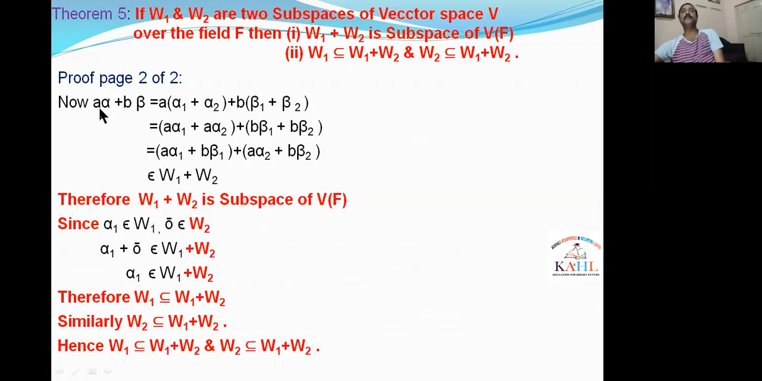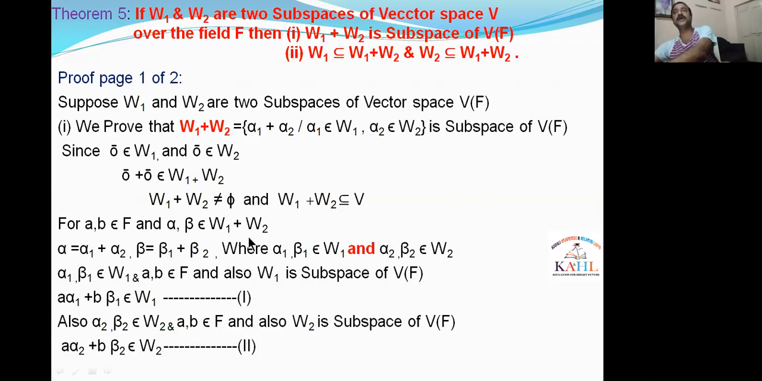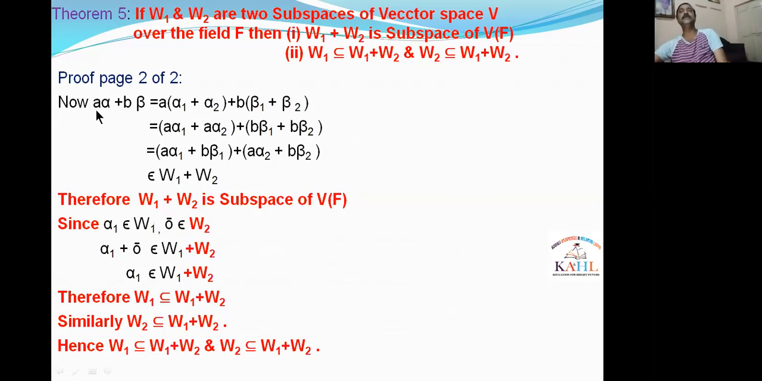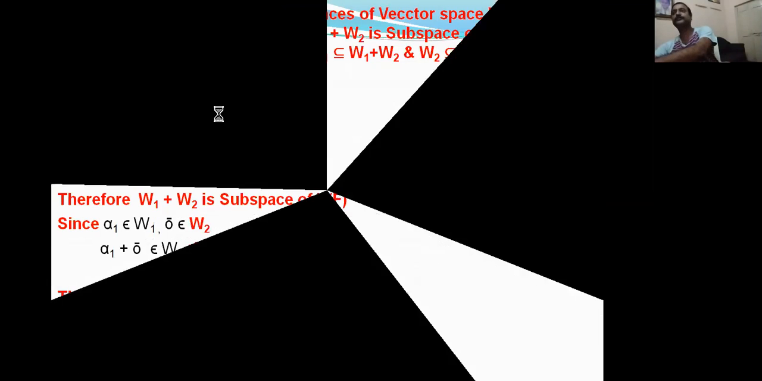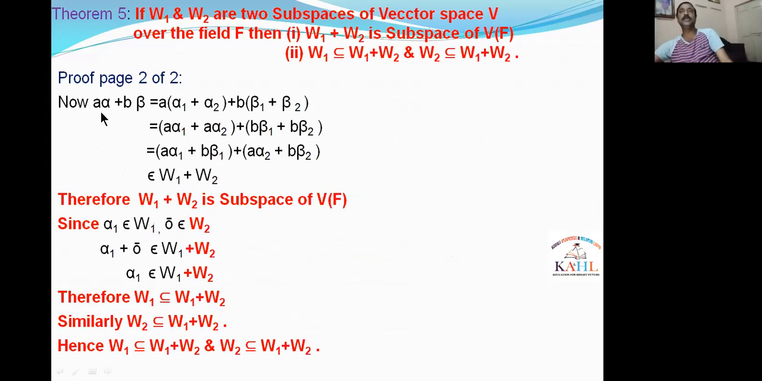Now I am preparing a alpha plus b beta, because we have taken alpha, beta belonging to W1 plus W2. We want to show W1 plus W2 is a subspace. That means we have to prove a alpha plus b beta belongs to W1 plus W2. For that I am taking a alpha plus b beta. What is alpha? Alpha 1 plus alpha 2. What is beta? Beta 1 plus beta 2. We substitute here: a into alpha, where alpha is alpha 1 plus alpha 2, plus b into beta, where beta is beta 1 plus beta 2.